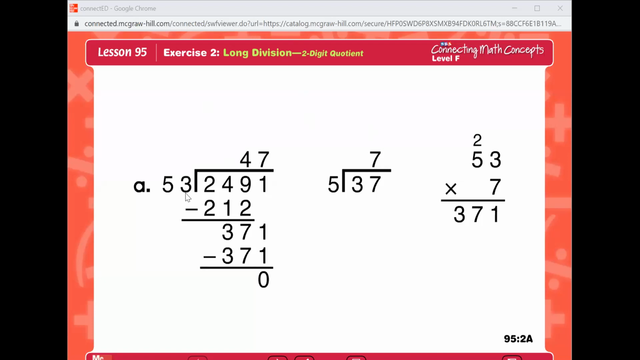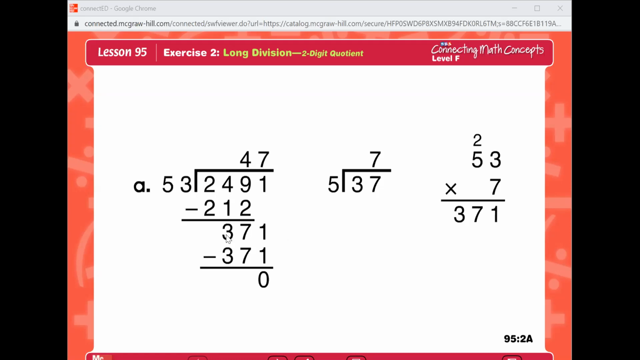2,491 divided by 53. Problem A is read 2,491 divided by 53. What's the first thing you do to work the problem? The first thing you do to work the problem is bring down this ones digit to here. They've already done that for you. So, you know 249 minus 212 equals 37. Then you bring down the 1. Bring down the ones digit, then work the estimation problem and complete the problem.